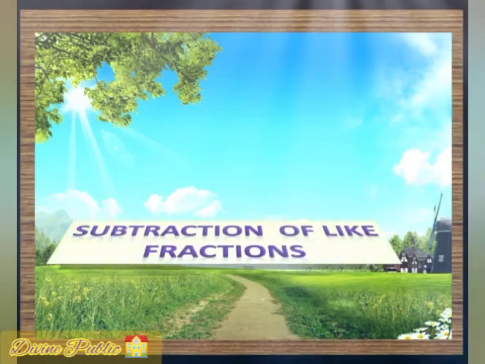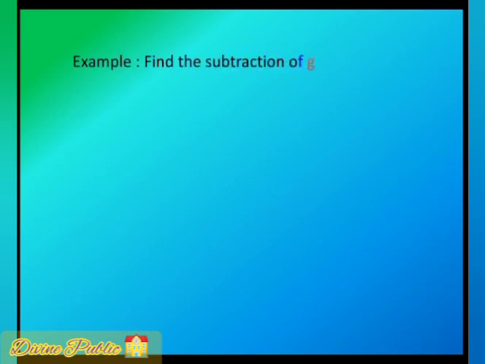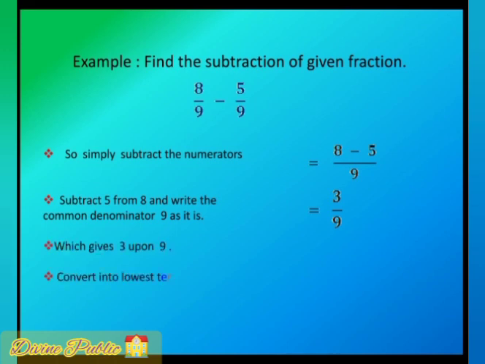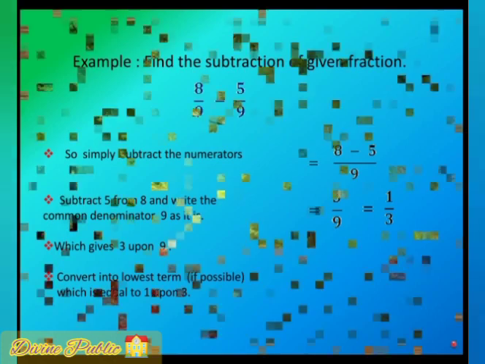Now let us see subtraction of like fractions. Now see the example. Find the subtraction of the given fractions 8 by 9 minus 5 by 9. Denominators are the same, so no need to take out the LCM. Simply we will subtract the numerators. Subtract 5 from 8 and write the common denominator 9 as it is, that is 3 upon 9. Students, at last we will convert the fraction into lowest terms, if it is needed, then only. Here it is needed, that is 1 upon 3.